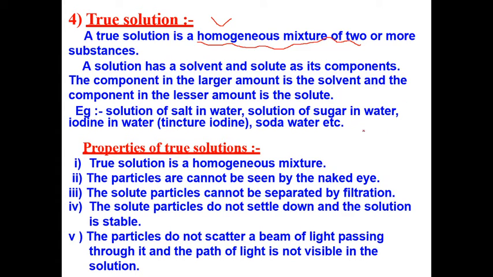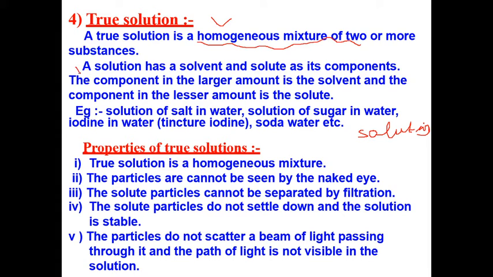What is the solvent? If we talk about a solution, it is made up of solute and solvent. For example, we can easily understand that sugar is a solute and water is a solvent. When we add sugar to water, it forms a homogeneous mixture that is called a solution. So a solution is made up of two components, solute and solvent.